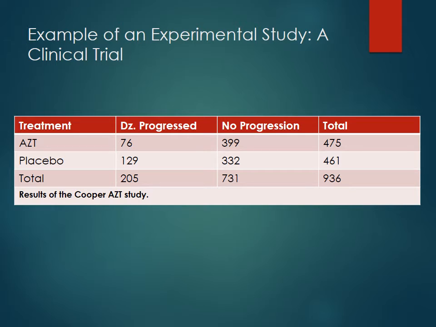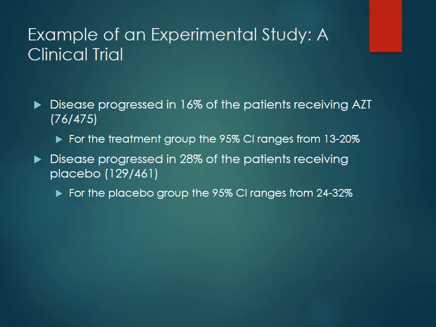So now the goal is to match these proportions and look at the risk and the change in risk that occurs either by giving AZT or not. So looking at the disease progression in the patients receiving AZT, we saw that 16% of them had progression. So that was calculated by just dividing 76 by 475, right? So their risk of having disease progression was 16% in that group. And that confidence interval ranged anywhere between 13 and 20. And then for the placebo group, we saw that 28% of them had disease progression. Again, that was just 129 divided by 461.